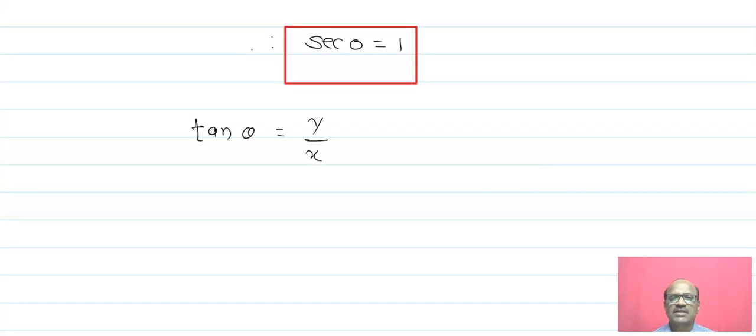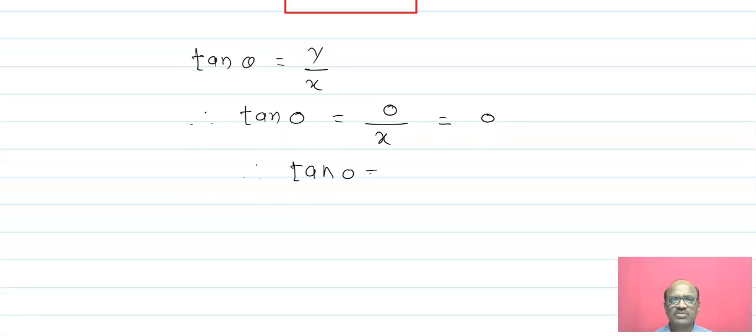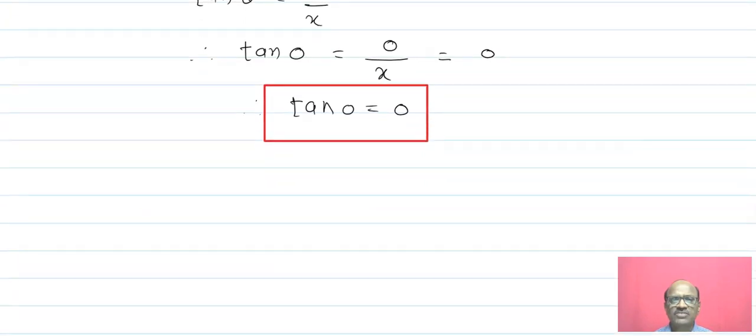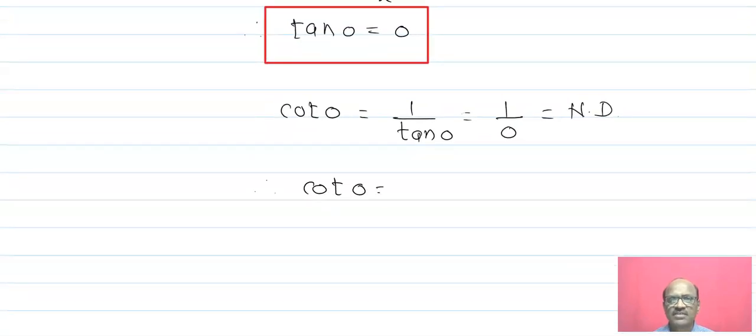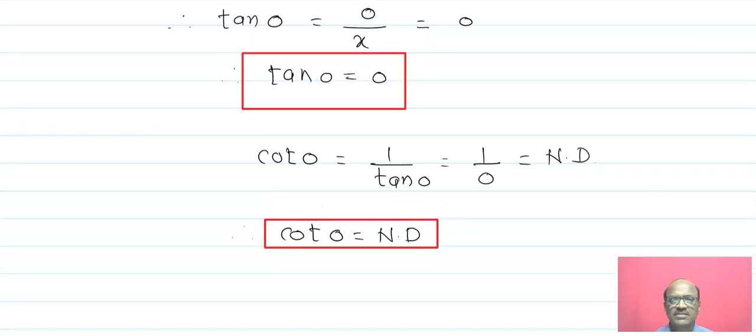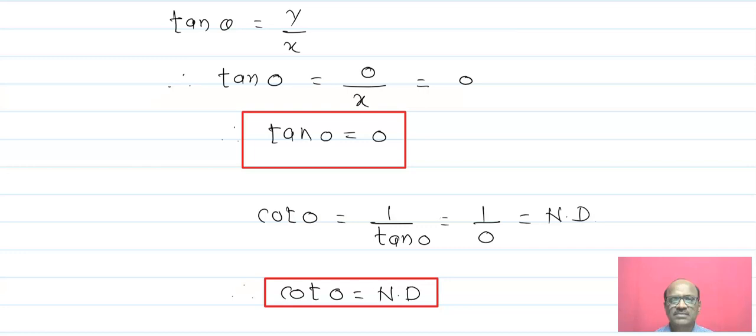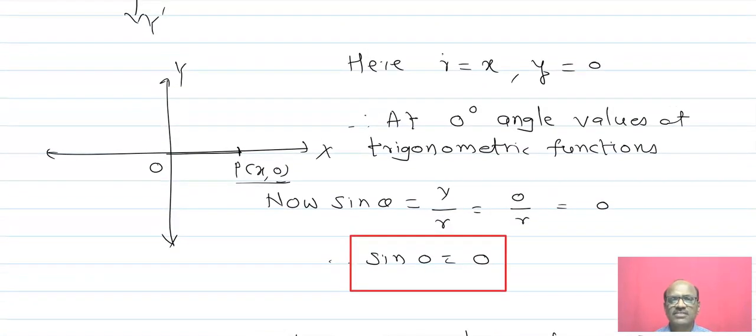Now next is tan theta is equal to y upon x. Here tan 0 is equal to y upon x, y is 0 here, that is 0 upon x, which comes to 0. Therefore tan of 0 is 0. Now we'll find out the value of cot 0, and cot of 0 is equal to 1 upon tan of 0, that is 1 upon 0, which is not defined. Therefore cot 0 is not defined. These are the values of the trigonometric functions for the angle 0.